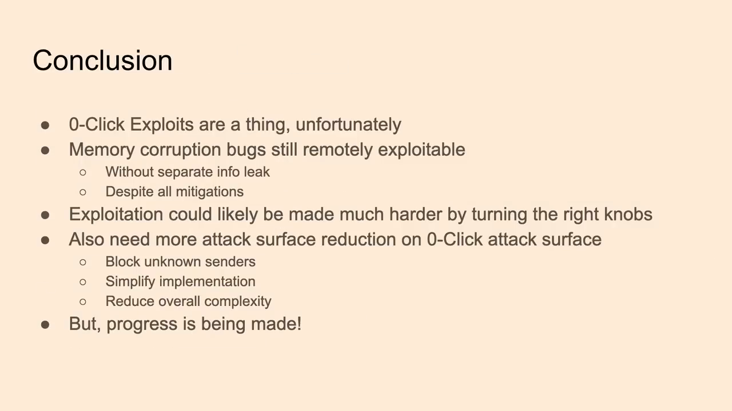Okay, conclusion. Zero-click exploits are a thing. They do exist. It is possible to exploit single memory corruption bugs on this surface without separate info leaks, despite all the mitigations we have. However, I do think that by turning the right knobs, this could be made much harder, so I gave some suggestions here. We need more attack surface reduction, especially on this zero-click surface. But I think there is progress being made.